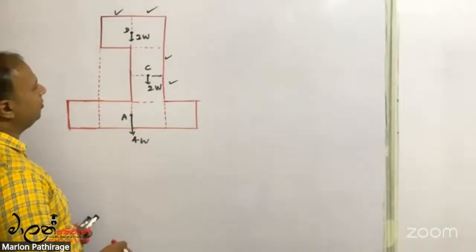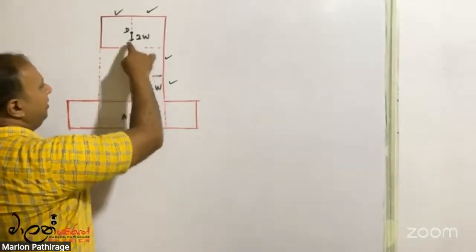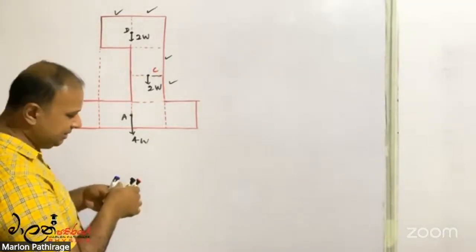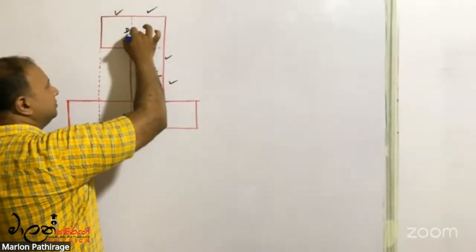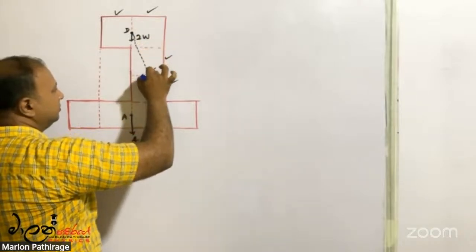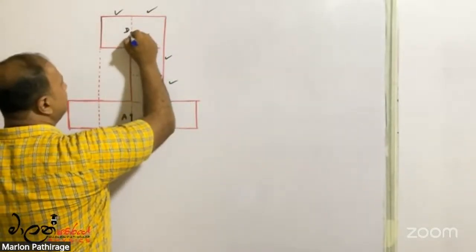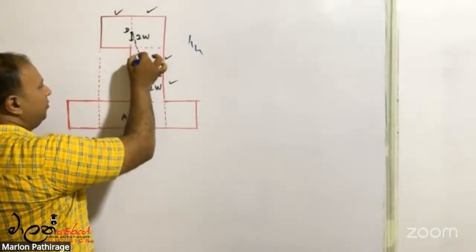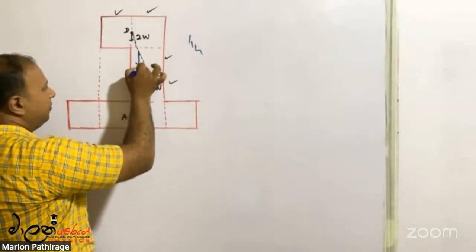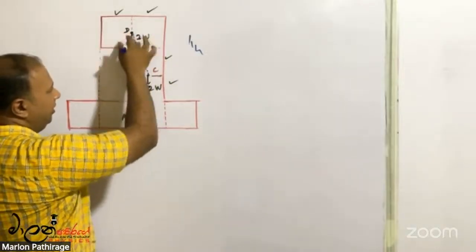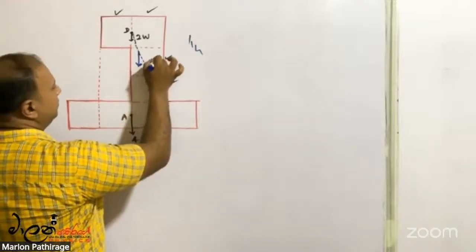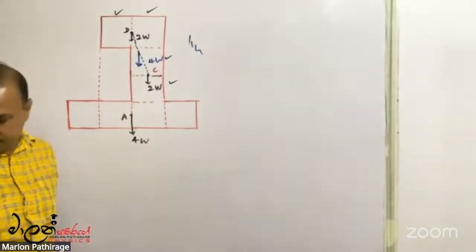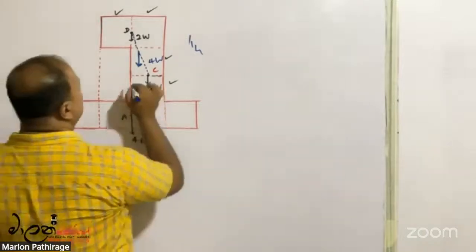Okay. Now you can consider these two, C and D. If you consider C and D, now it is very clear there should be a 4W like this, in the middle of the CD line. Now you can consider these two.